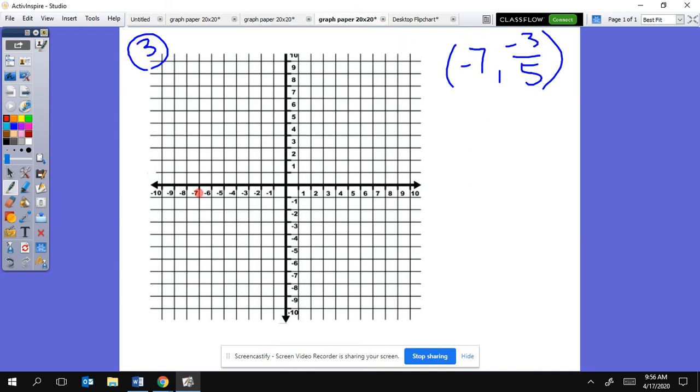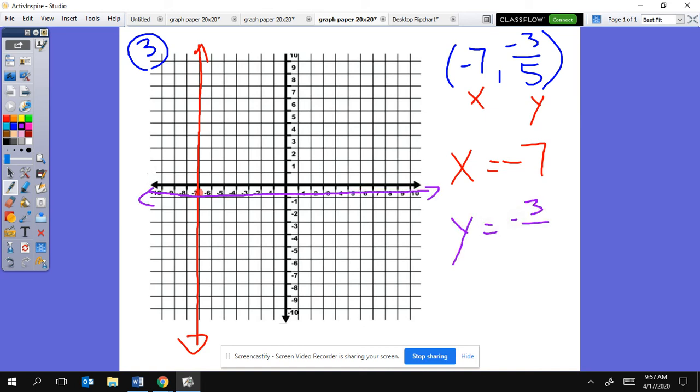Last example, -7, -3/5. You can see it over here on the left. I've already plotted it for you. This one's a little bit more difficult, but you get the same concept. -7 is still your x, -3/5 is your y. So your vertical line, x equals, will go through your x-axis at -7. And your horizontal line would go through the y-axis at -3/5. And that's your answer.